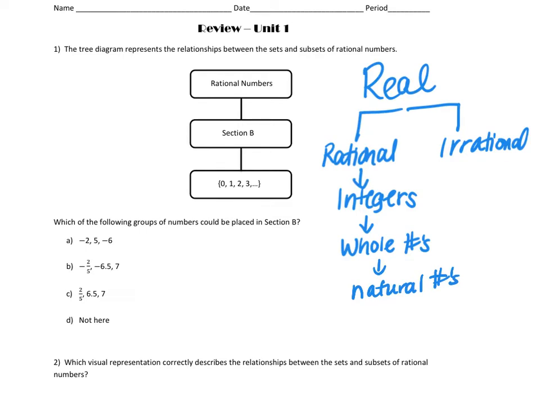Which of the following groups of numbers could be placed in section B? Well, rational numbers is here. Okay? 0, 1, 2, 3 are all whole numbers. So what's going to go in between those two things is integers. So we need to find negative and positive whole numbers. Well, I clearly see that B is not it because it has a fraction. C is not it. And A, it has just negative and positive whole numbers. So A is your answer.